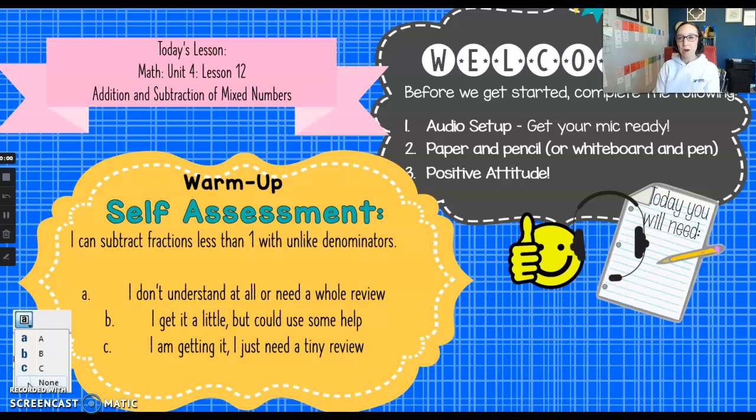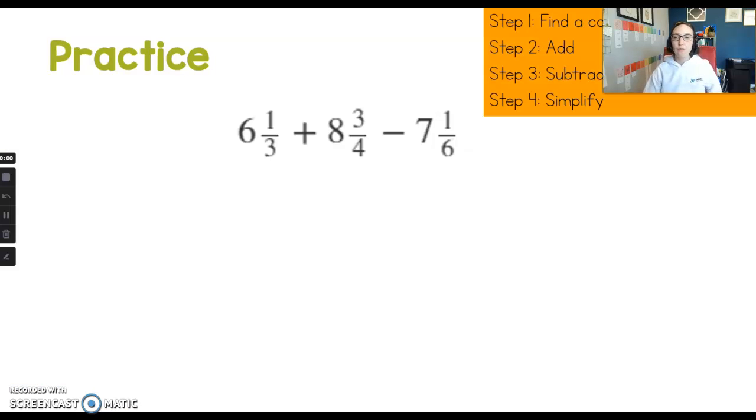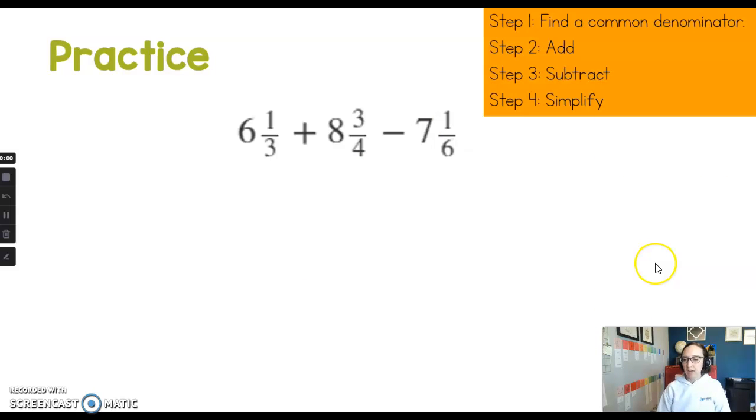So let's jump right into what we're going to be covering today. We're going to be talking about adding and subtracting mixed numbers when we have more than one. If you understand this, this will show me you understand adding and subtracting mixed numbers on their own as well. So let's get going. If we had 6 and 1/3 plus 8 and 3/4 plus 7 and 1/6, what do we get? I'm going to move my camera just a little bit.